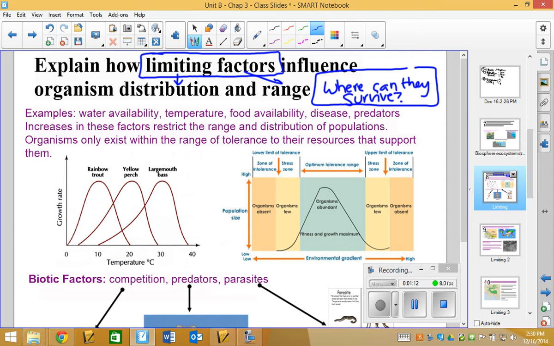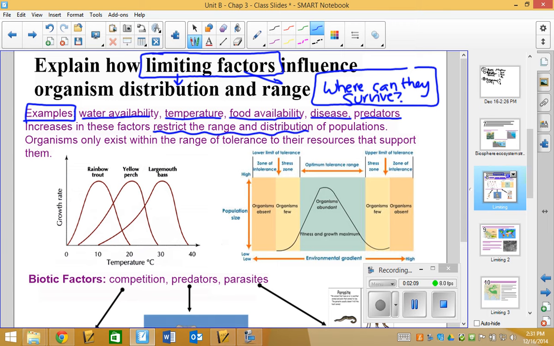Now in that list of examples, you'll see that we had all of them on our list of biotic and abiotic factors yesterday. So you might want to just make a note to yourself, hey, I already wrote these down. But some examples of limiting factors are listed here: water availability, temperature, food availability, disease, predators. These are all things that if they are not present in the right amount, would reduce the number of organisms that could live and where they could live. And so if we increase these factors, we'll end up restricting the range and distribution of populations.